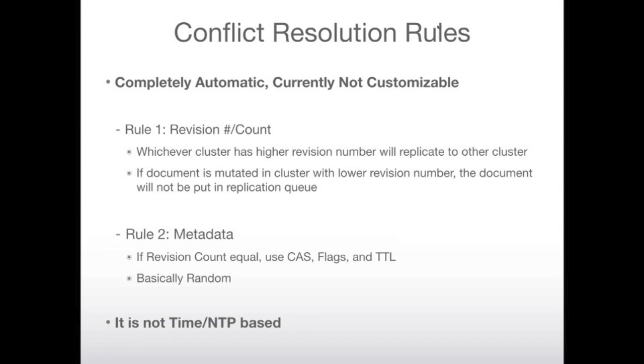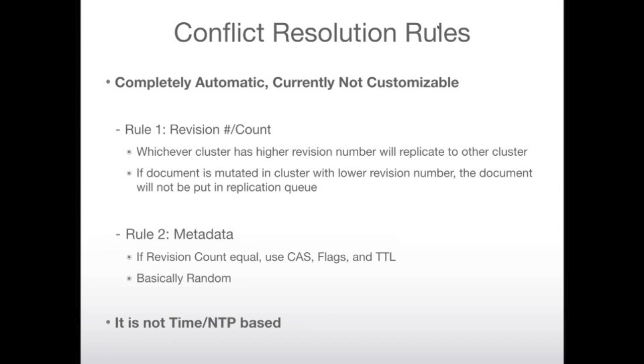Now, if it happens that there is an identical revision number in both clusters, meaning the count of the number of times that document has been updated is equal, then it basically is random. It'll take the metadata off of each, the CAS, the flags, and TTL, and whichever has a greater CAS will be taken. So basically that's random because CAS is random. So the revision number is really the number one rule for conflict resolution currently.